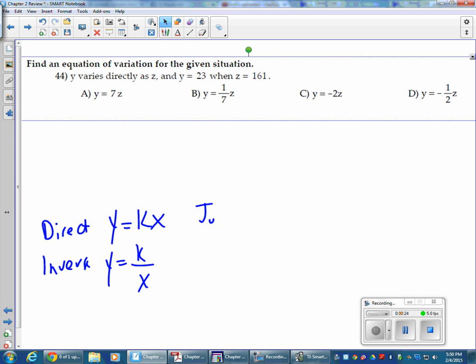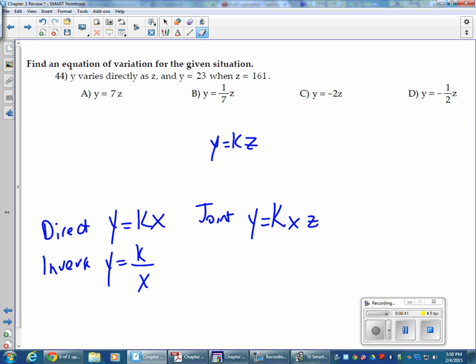If it says jointly, that'd be y equals, typically it's k times x and z, or two other variables. They're all multiplied, and again, you're looking for k. So here, y varies directly as z, so that would be y equals k times z.